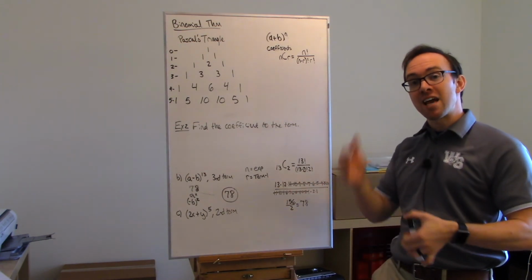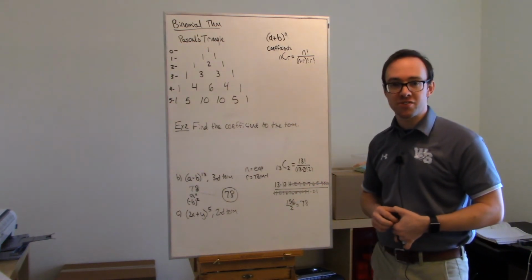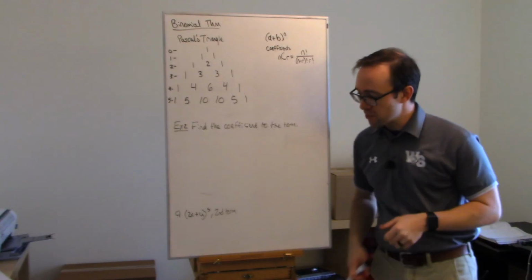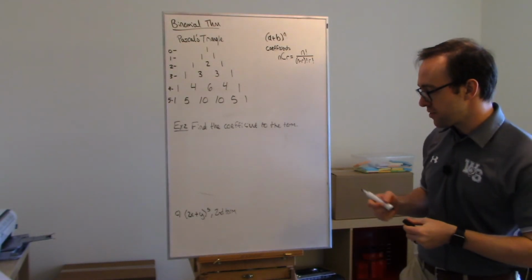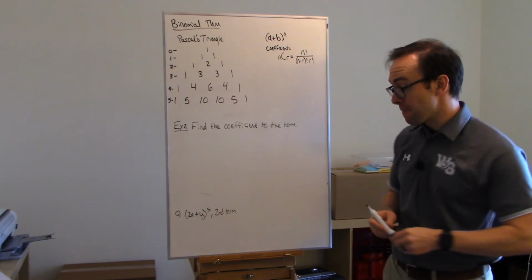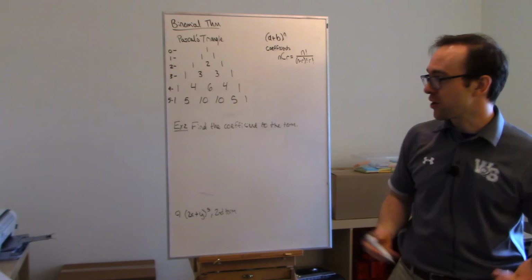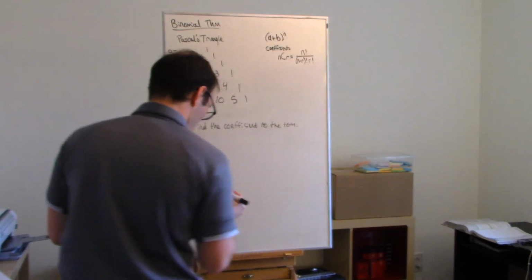Now let's look at the third and final problem to this example. For the third problem to this example, it's 2x plus y to the fifth, the second term. Since it's such a low exponent, let's go ahead and use Pascal's triangle where it's 1, 5, 10, 10, 5, 1.